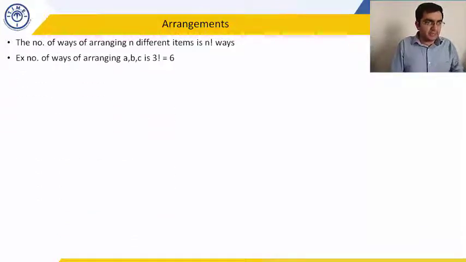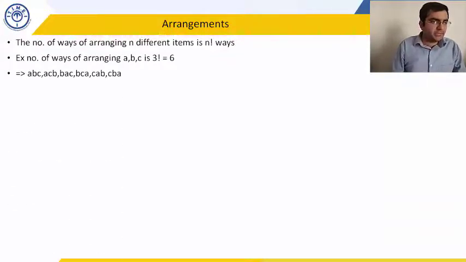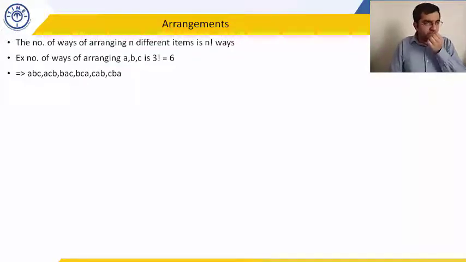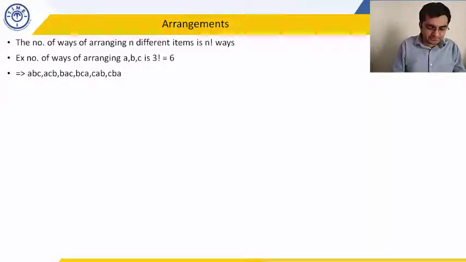So let's take an example. If I have 3 items, then in how many ways can they be arranged? 3 factorial is 6. But what do I mean? So what are those 6 ways? They would be ABC, ACB, BAC, BCA, CAB, and CBA. So these become the number of ways to arrange 3 selected items A, B, C.